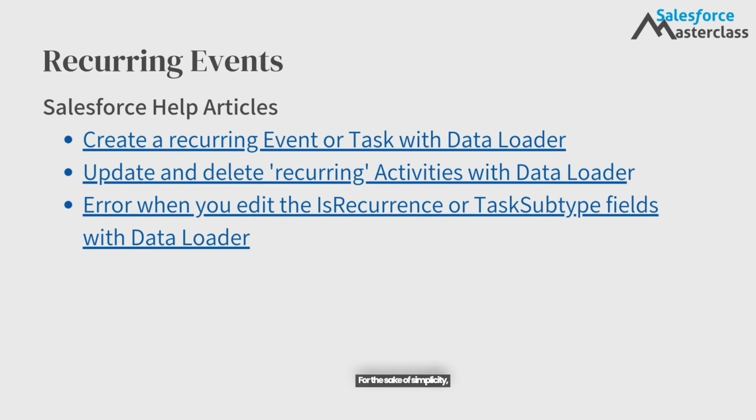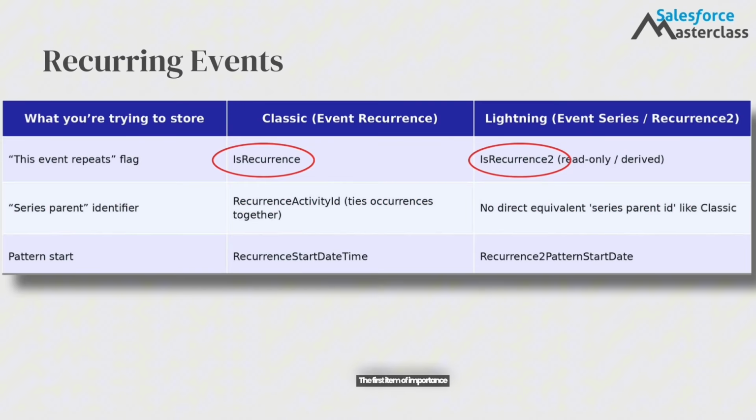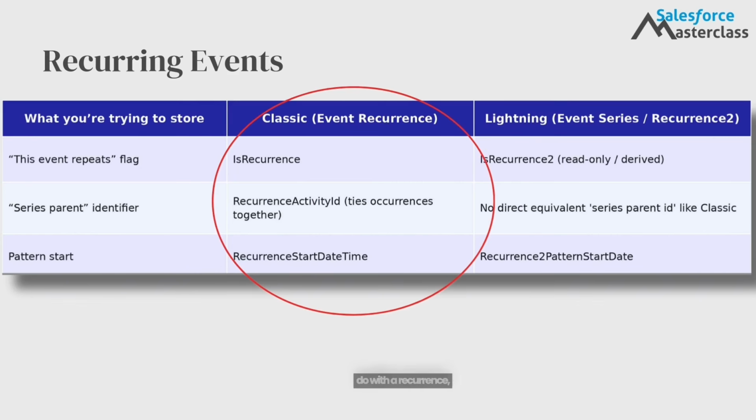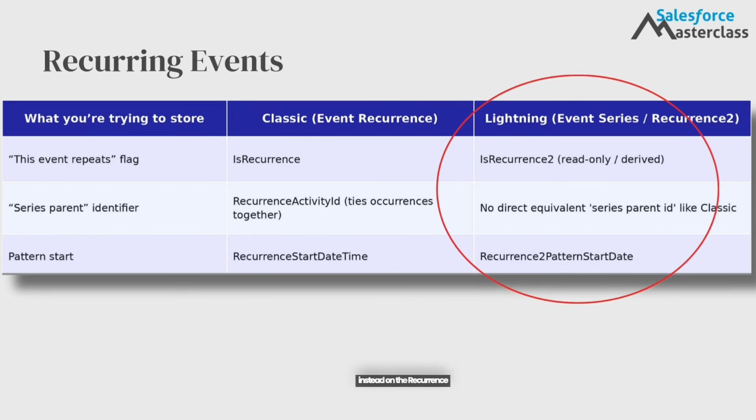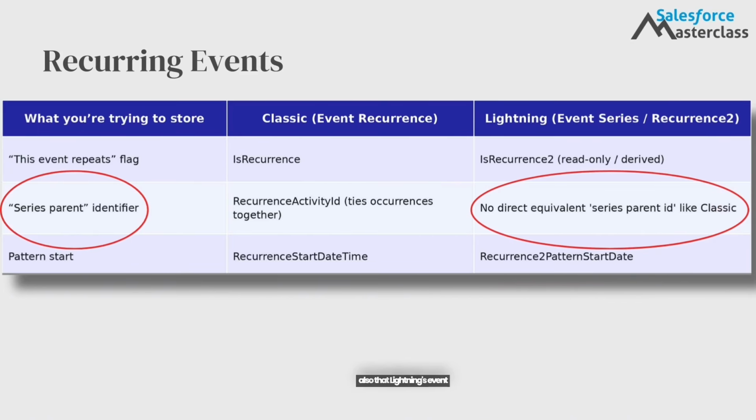For the sake of simplicity, I'm going to keep calling it recurring events for this lesson, but we are focusing on inserting data into the Lightning-based event series functionality. The first item of importance is that when Salesforce upgraded to the event series functionality, they decided to use the very unique and not at all confusing naming convention of recurrence to. So when inserting anything to do with a recurrence, you can ignore the recurrence fields and focus instead on the recurrence to fields.